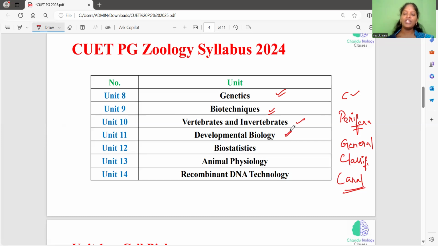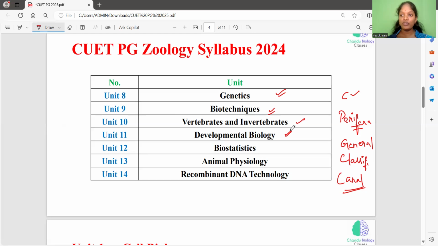And developmental biology. In developmental biology, we have to start from gametogenesis. Okay, and what is spermatogenesis? What is oogenesis? And after that, we have to study fertilization. As a result of fertilization, we are going to get a zygote. After that, it will enter into cleavage, and as a result of cleavage, we are going to get the stages of blastula and gastrula. What is blastulation? What is gastrulation? And after that, how one group of cells gives rise to an organ, that is organogenesis. So this is completely related to developmental biology.